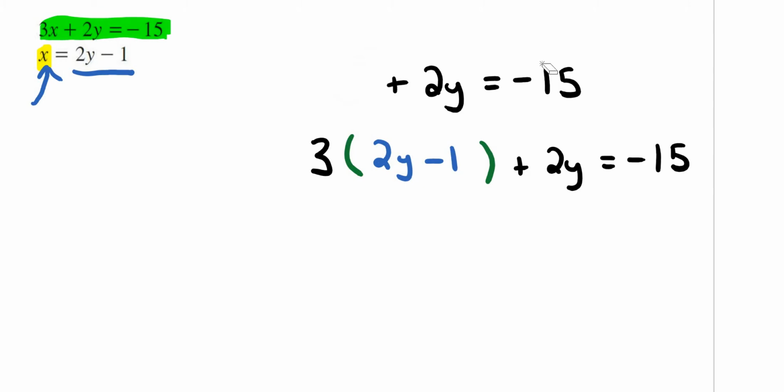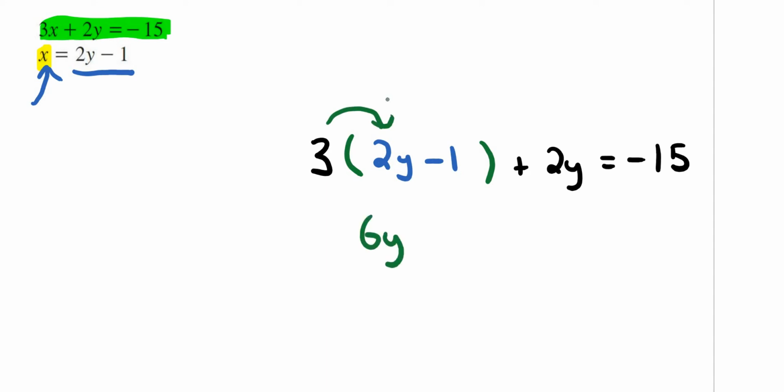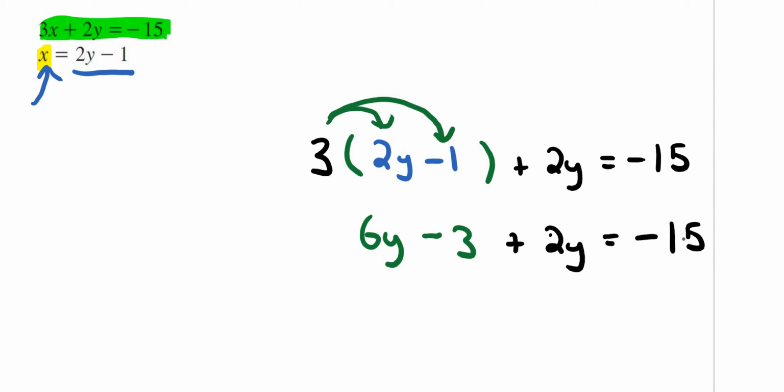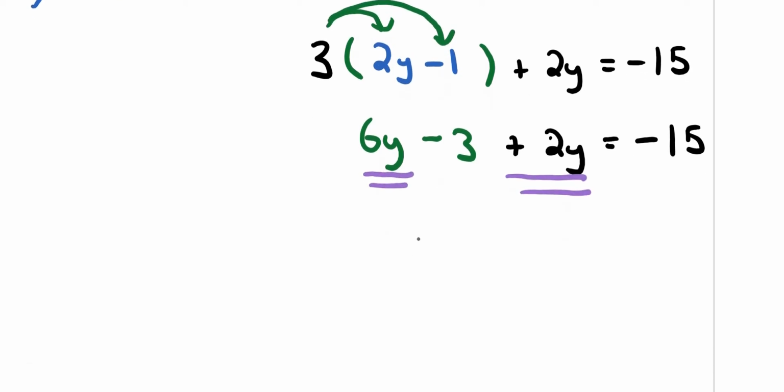Okay, and then from there, we can just use our algebra skills here, distribution and collect like terms. So if I distribute this, 3 times 2y is going to be 6y, and 3 times negative 1 is going to be negative 3. And then the rest of the problem will just follow down, and then we can collect like terms from here. So if I have 6y plus 2y, these are like terms. So 6y plus 2y, that's going to be 8y. And then the minus 3 remains, and then I have a negative 15 on the right hand side.